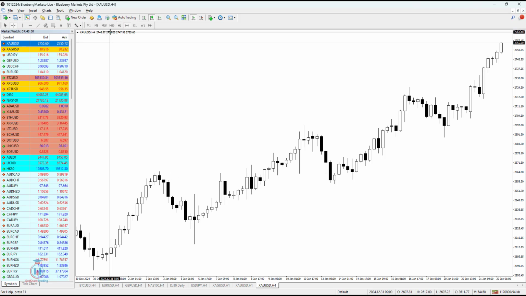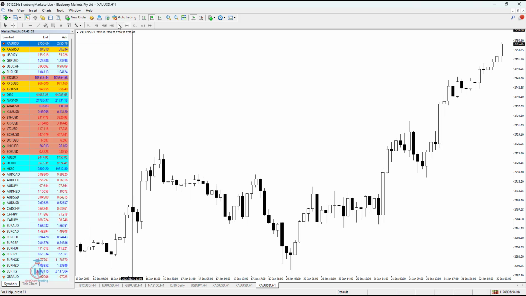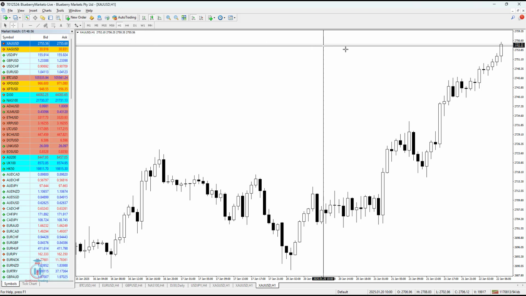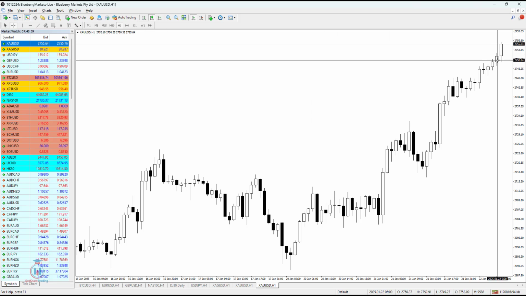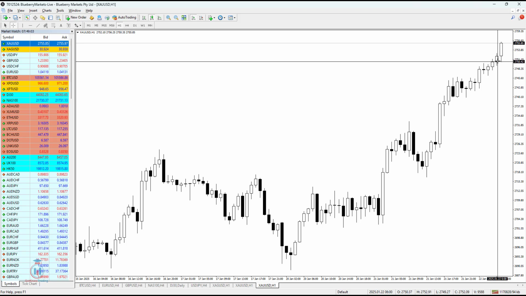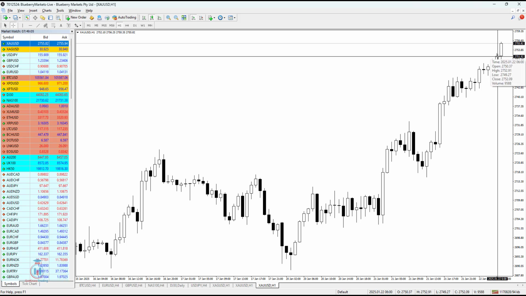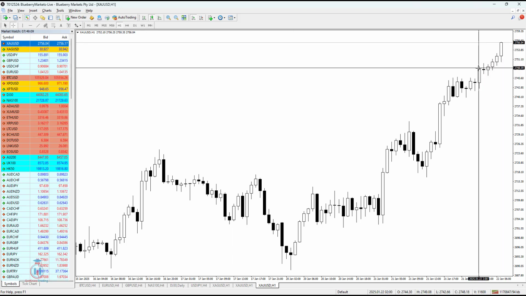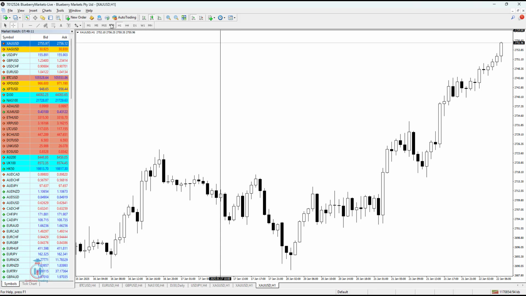Then you have 4 prices listed here, which represent the open, close, high and low price. Let's check this one here, which is currently closed. This is a candle that was closed in the previous hour. Each candle represents a time frame, and that time frame is defined by these buttons here.